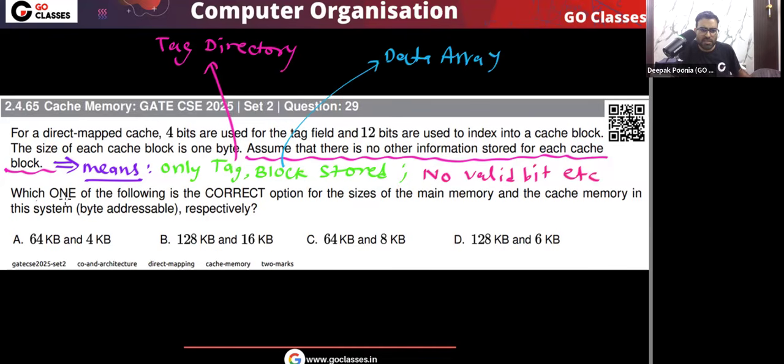Now, the question is asking which one of the following is the correct option for the sizes of main memory and the size of cache memory. And the system is byte addressable, meaning for every byte there is an address. Tell me one thing, the question is asking the size of cache memory. When we ask the size of cache memory, does it include the tag directory size? Tell me. Very simple question.